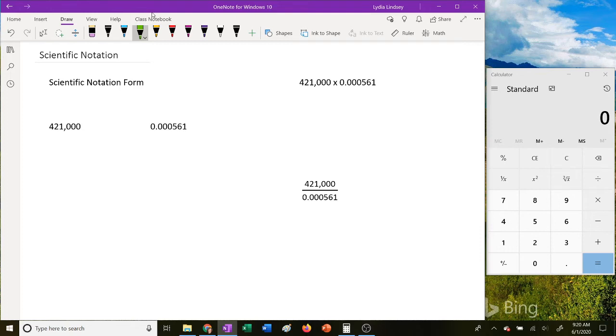Okay, we're going to look at scientific notation, the basic format and how to change it, as well as the purpose behind using it in terms of some math problems. So first of all, we do have a basic form that we use for scientific notation.